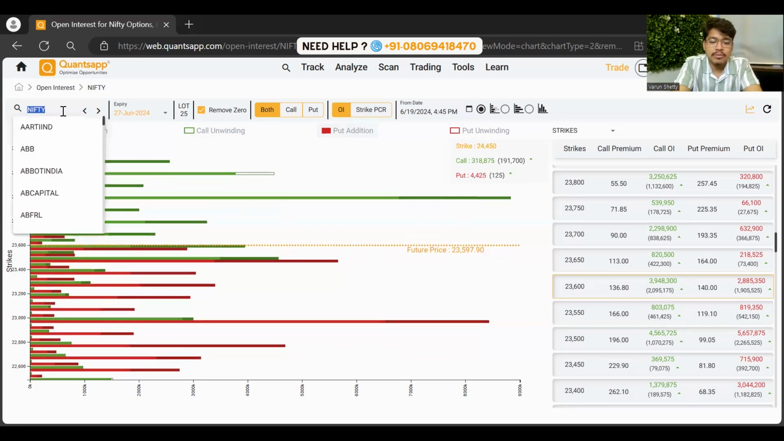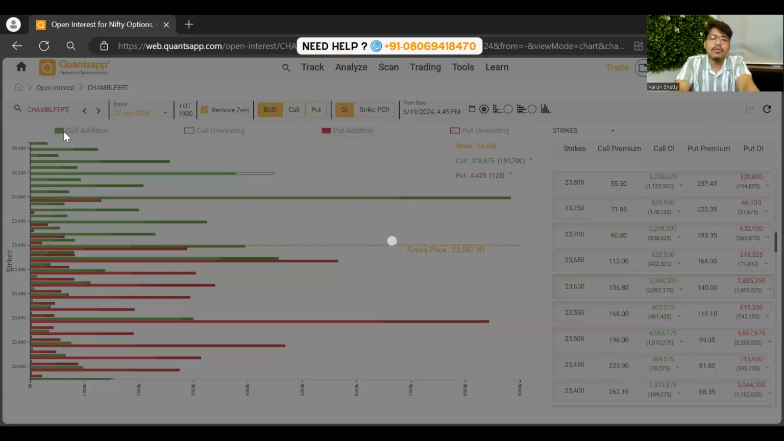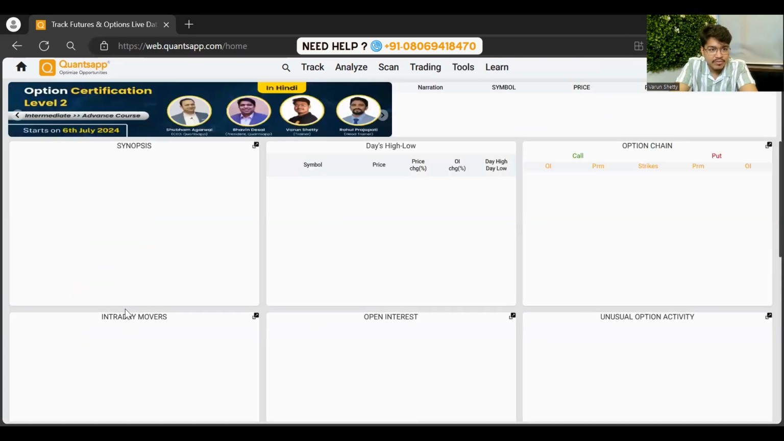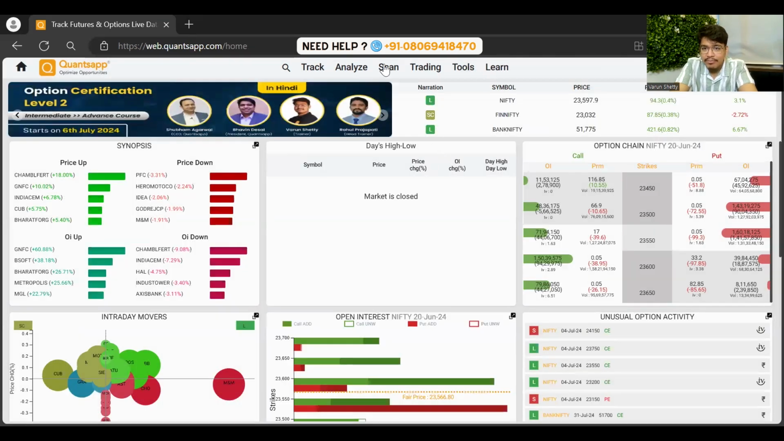A good example would be Chambal Fertilizer. Chambal Fertilizer today is up by around 18%. You can see that it is in the ban list as of now. The name of the symbol is red, which means it is in the ban list. The majority of the strikes have unwinding. You can clearly see the heaviest call was somewhere around here at 470. The current price is, I guess, around 500. I'm not sure what exactly the current price is, but I'm pretty sure it is trading a lot higher.